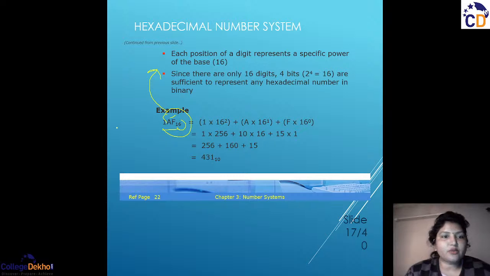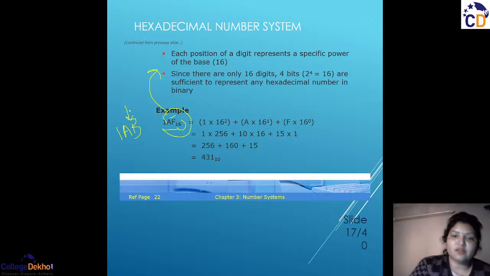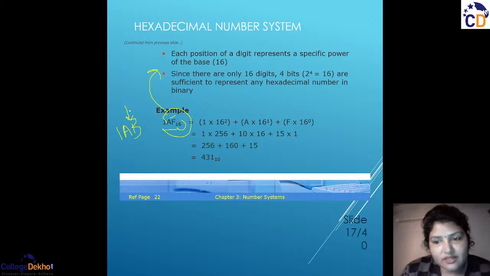Right? I have already told you, if we have any number like 1, A, B, and like this, this number may range from 0 to 9 and A to F. So this is how basically it is represented in hexadecimal form. Now let us convert it to decimal form.